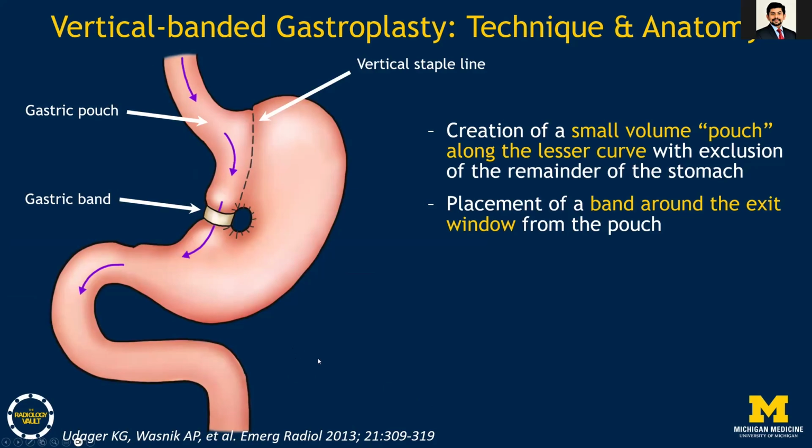Again, the primary goal is to create a small volume pouch, and that is done by creating a vertical staple line along the medial aspect of the proximal stomach, making a small pouch, and then the excluded stomach is communicating down. However, the decrease in the volume and the decreased emptying is reinforced by creating a band which is at the exit window of the pouch.